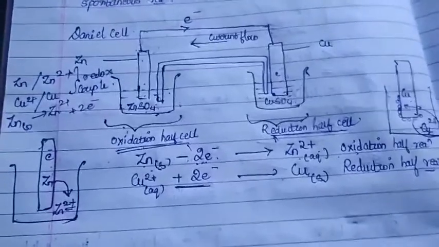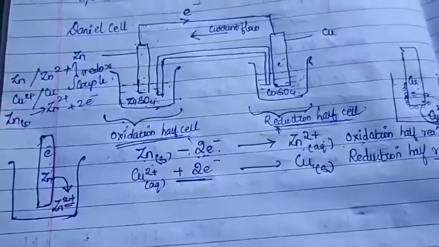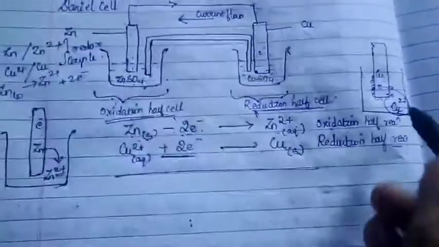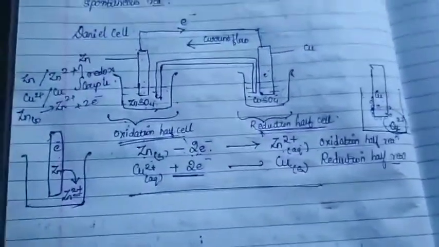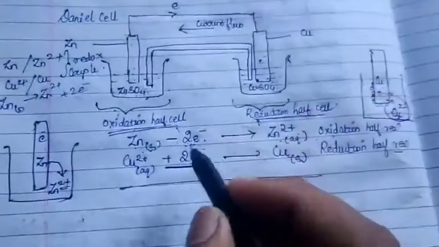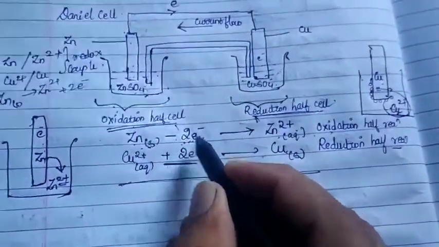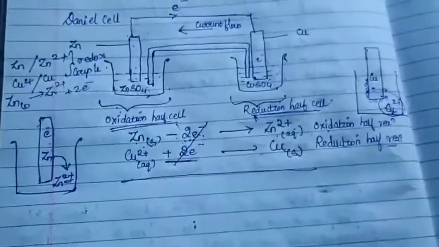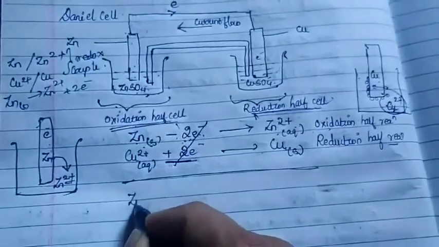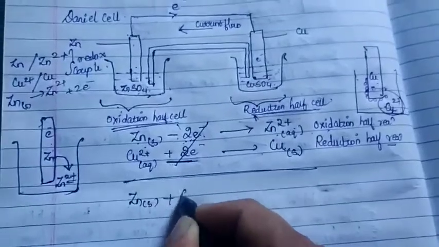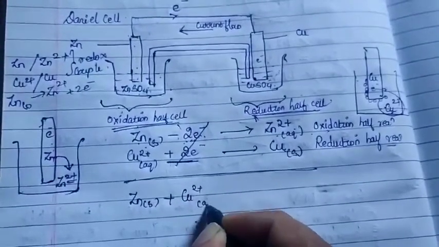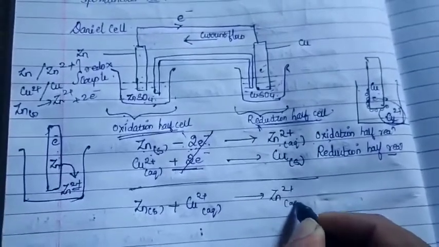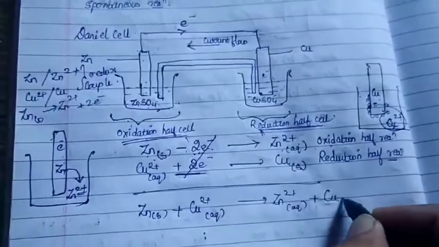It was difficult to remember a complete cell reaction, because you are memorizing it by heart. But see now, utilizing my oxidation half cell and reduction half cell, how easily I can write that complete redox reaction. So now this is minus 2 electrons, this is plus 2 electrons, so they both get cancelled. What remains? Zn solid plus Cu2 plus aqueous gives you Zn2 plus aqueous plus Cu solid.